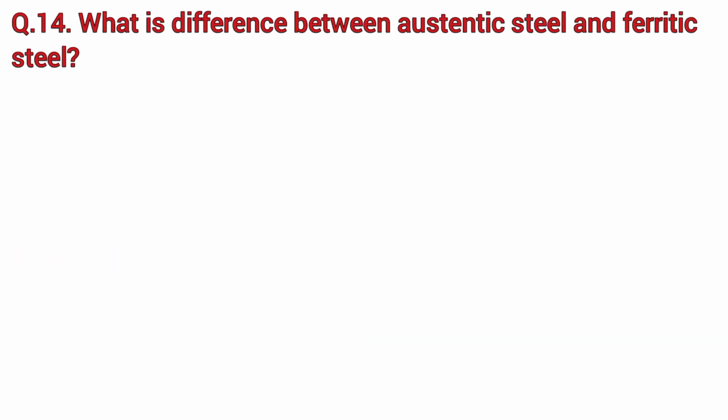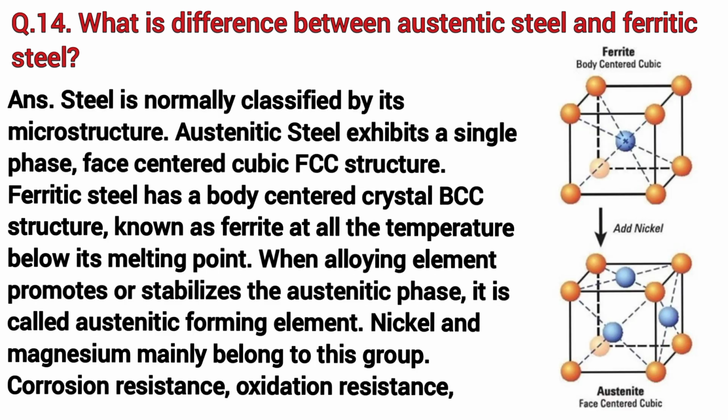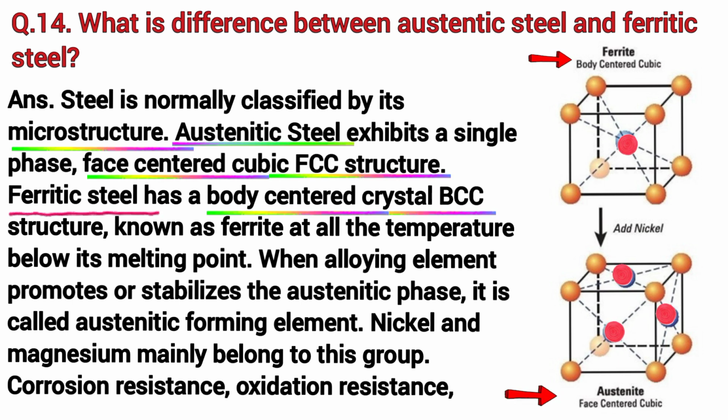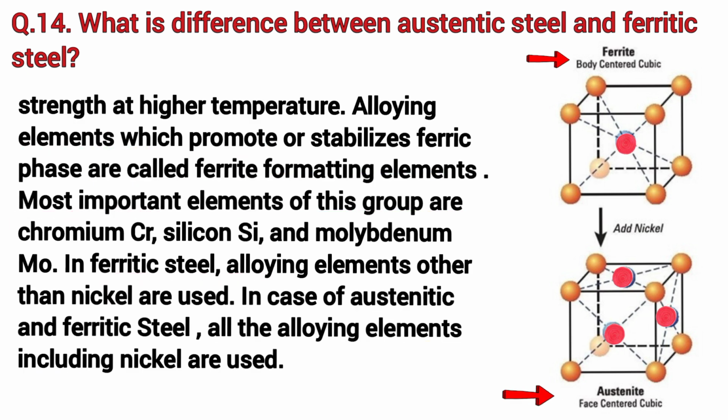What is the difference between austenitic steel and ferritic steel? Steel is normally classified by its microstructure. Austenitic steel exhibits a single face-centered cubic, FCC structure. Ferritic steel has a body-centered cubic, BCC structure, known as ferrite, at all temperatures below its melting point. When an alloying element promotes or stabilizes the austenitic phase, it is called an austenite forming element. Nickel and manganese mainly belong to this group. They give corrosion resistance, oxidation resistance and strength at higher temperature.